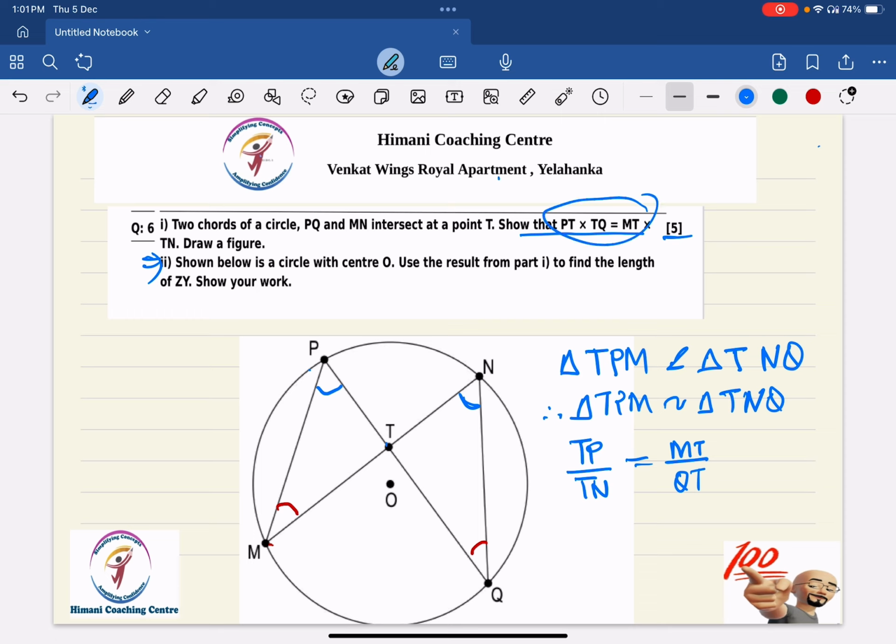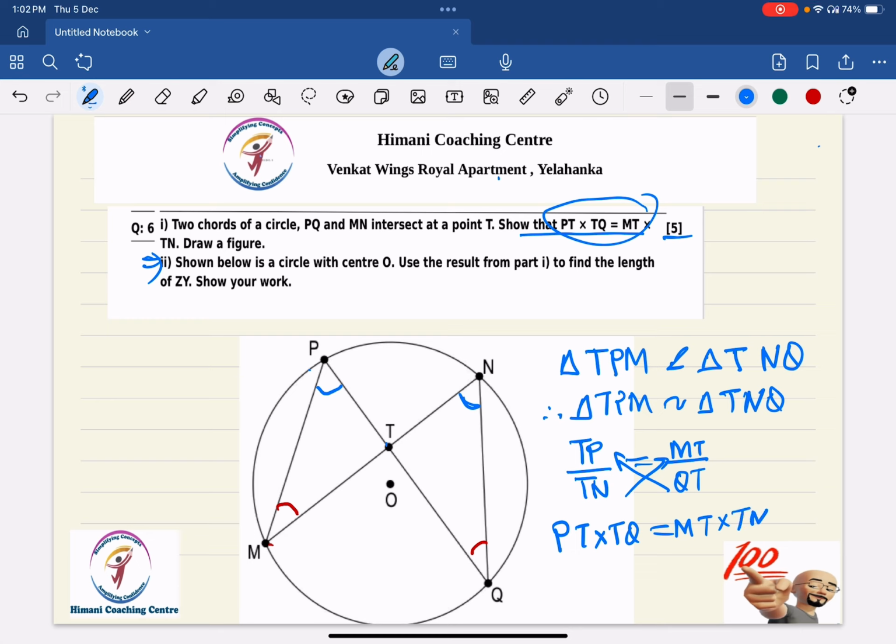Now to prove this, we just have to cross multiply. So that will give us TP or PT. We can copy what they have asked, and whether you write TP or PT means the same. So PT into TQ is equal to MT times TN. So that is part one of the question.